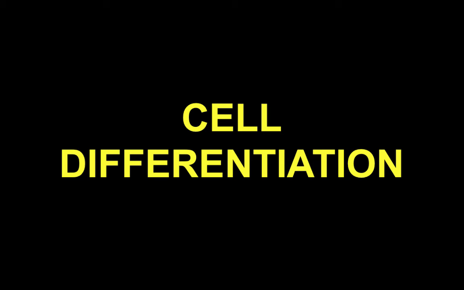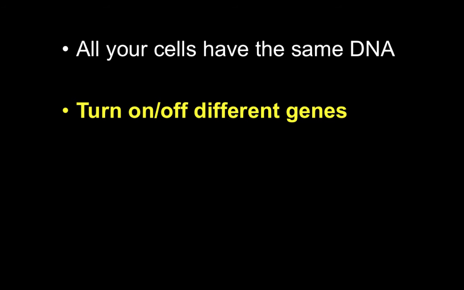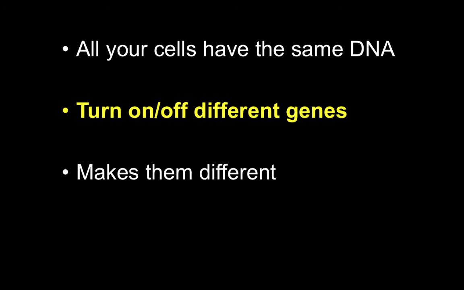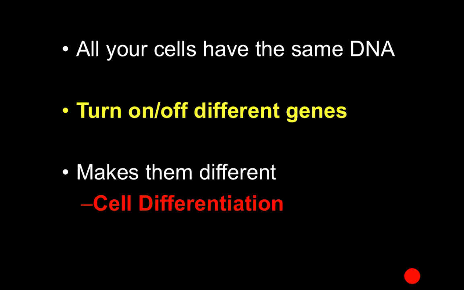All right, cell differentiation. Remember, all your cells have the same DNA. So how do we get all of these different cells that make up our body? Well, they turn on and off different genes. So for example, a blood cell would turn on the hemoglobin gene, whereas a bone cell would not. And this is what makes them different, using different genes. And this is the process called cell differentiation.